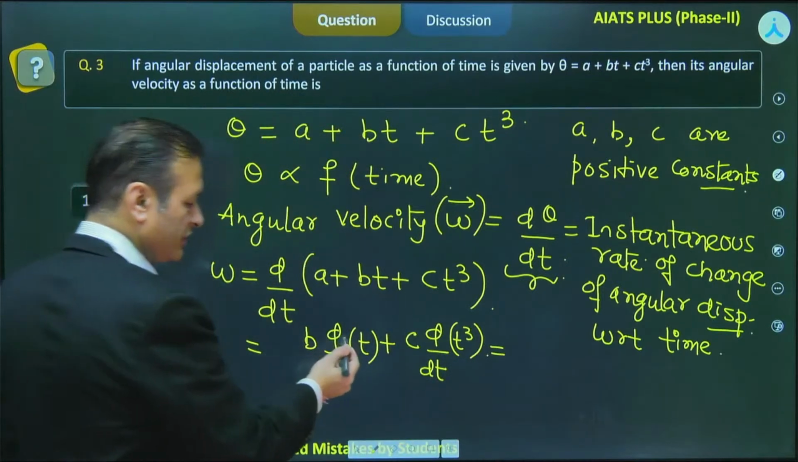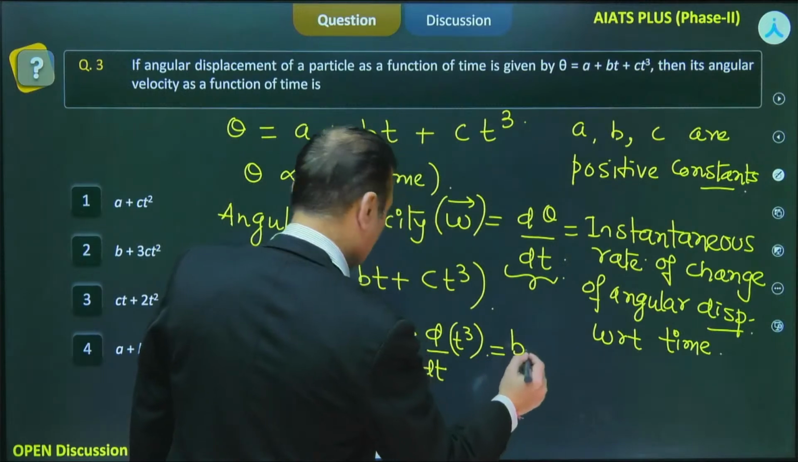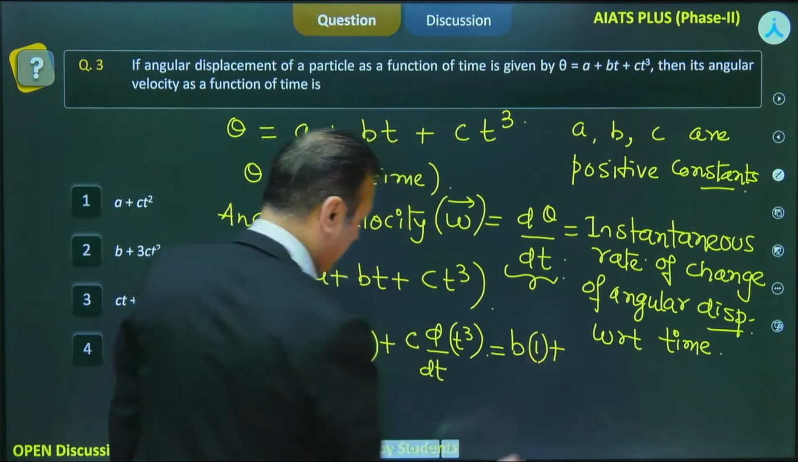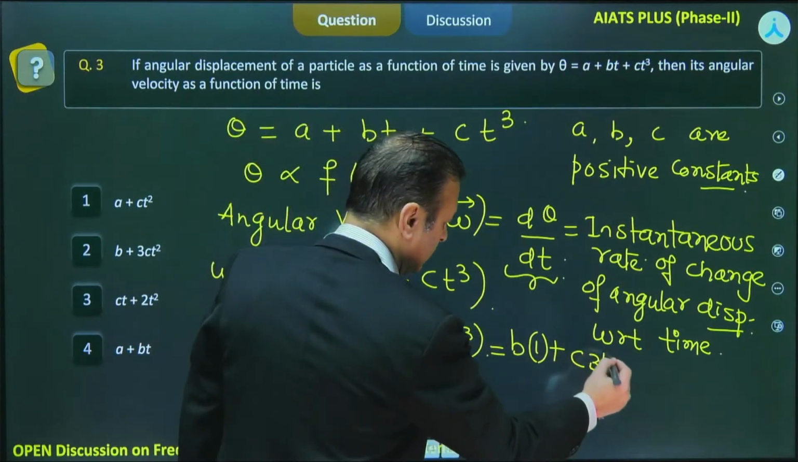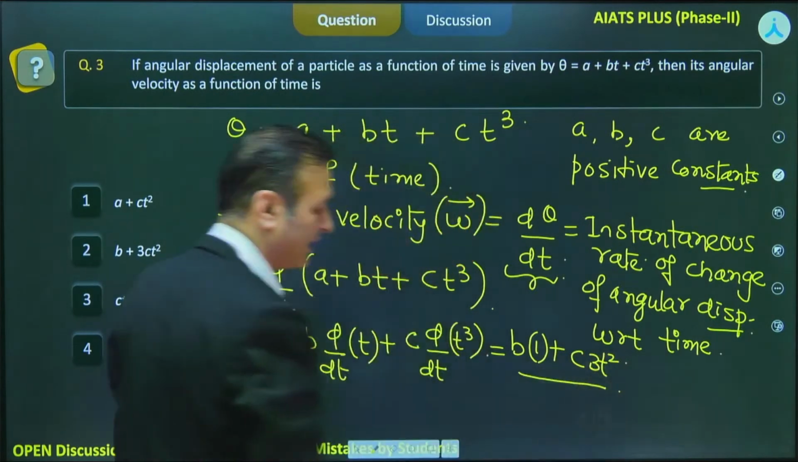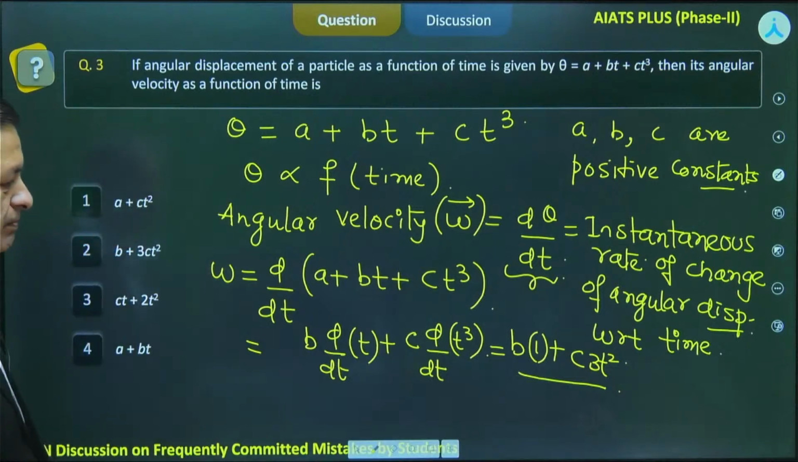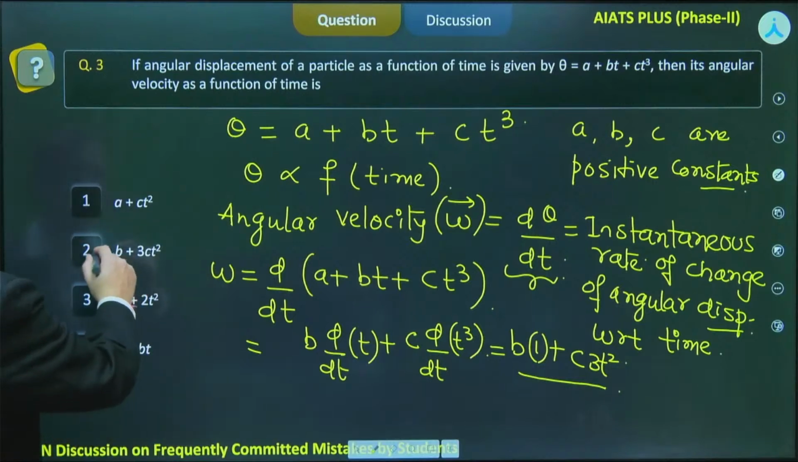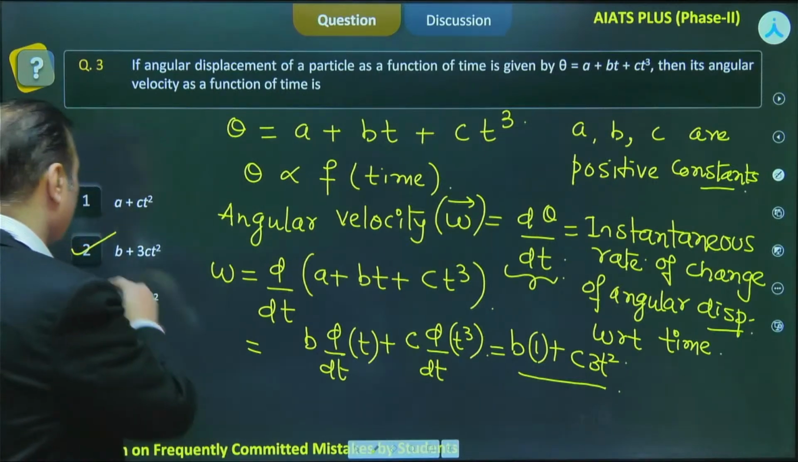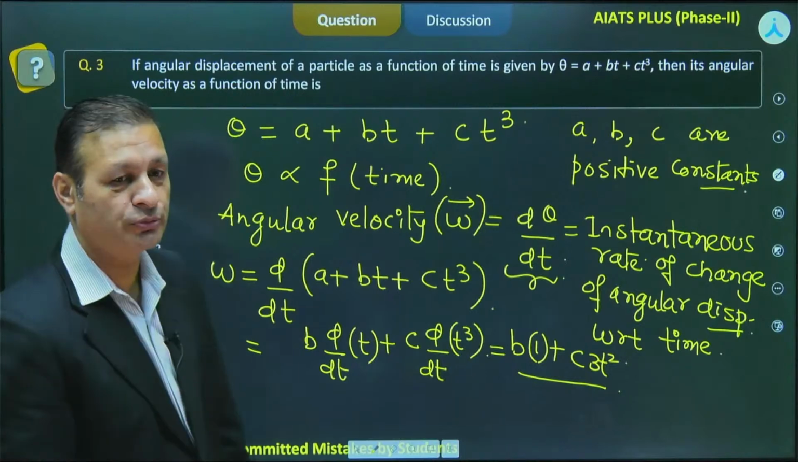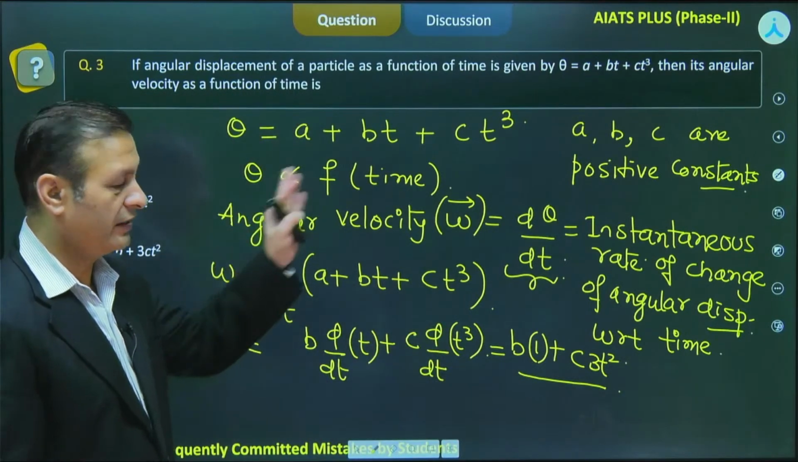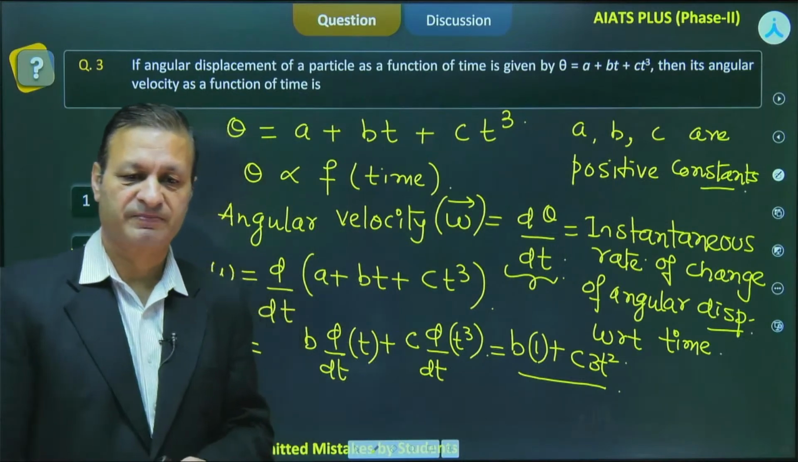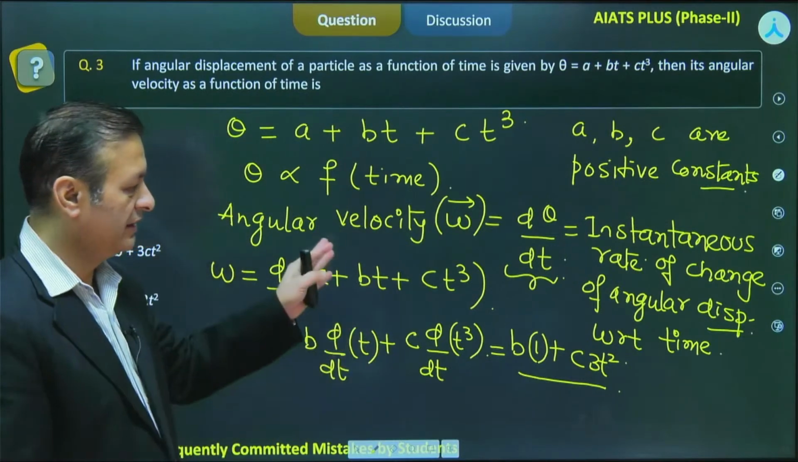So b being a constant, what is the derivative of t with respect to t? That is 1. And c being constant, what is the derivative of t cube? That is 3t square. So that is the complete answer: b plus 3c t square. That is your option, so option number 2 is the correct answer. I hope we have understood this. Anything else?